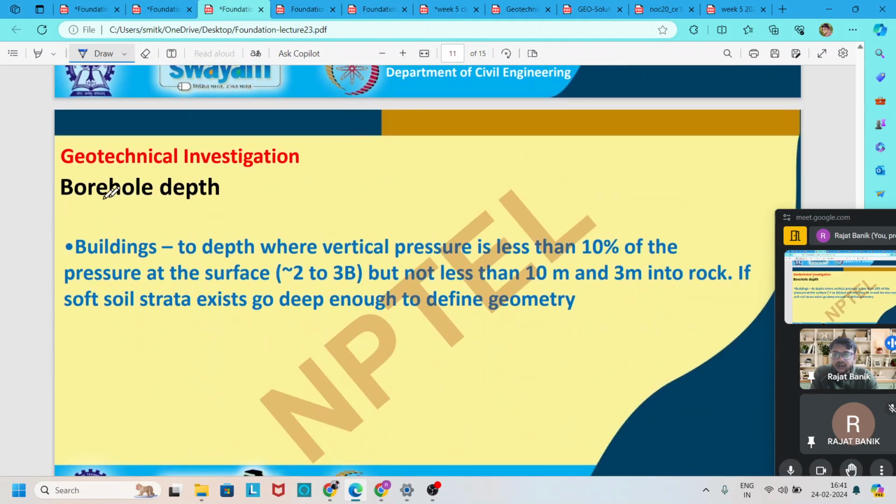Then we need to find out the borehole depth. It also depends on different types of structure. So in buildings, the depth is where the vertical pressure is less than 10% of the pressure at the surface, but not less than 10 meters for soil and 3 meters for rock. If a soft soil stratum exists, go deep enough to define the geometry.